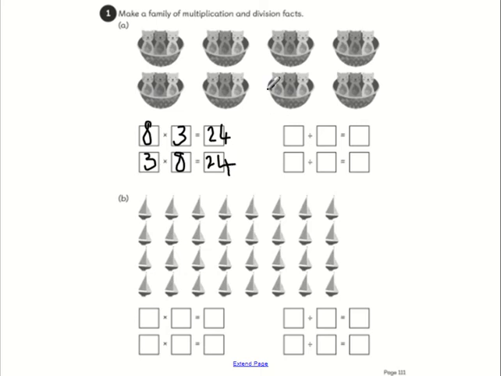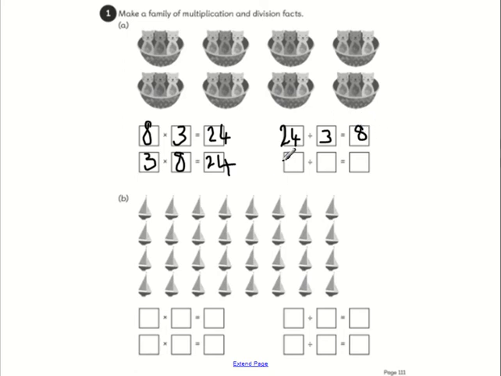Right, so now I need to think about my division facts. Now it's the same family, so I'm not including any strangers. My top tip when you're thinking about division is which is the biggest number? 24. So I could say 24 divided by 3. Now if I'm not including any strangers, the answer's got to be 8.